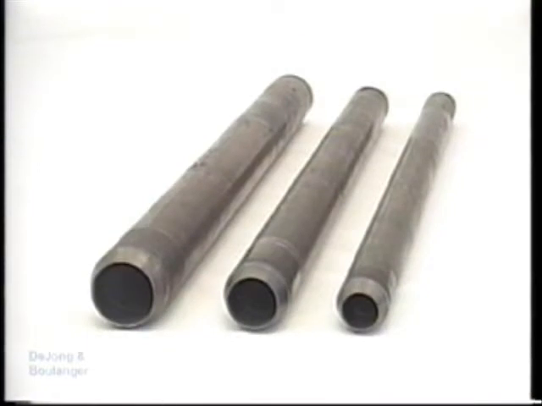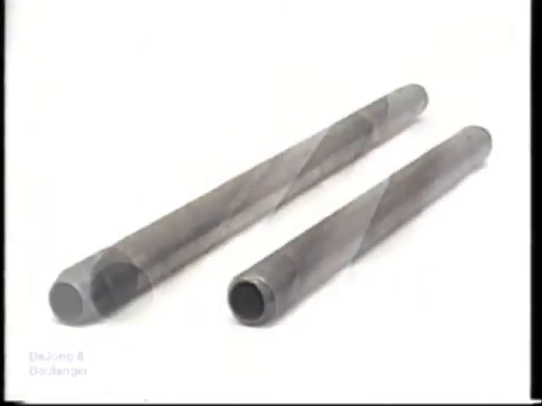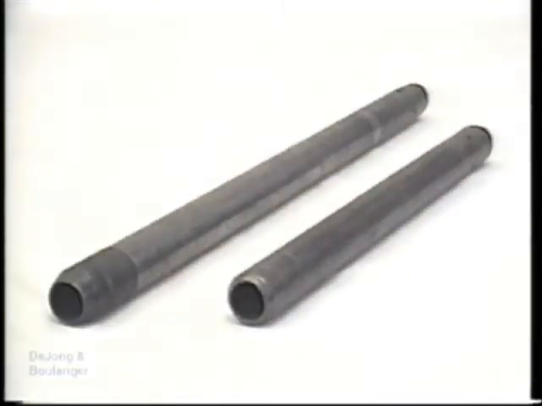Generally, split spoon samplers are available with inside diameters ranging from 1 3/8 inches to 4 1/2 inches, and in standard lengths of 18 inches to 30 inches. The split spoon sampler, with an outside diameter of 2 inches and an inside diameter of 1 3/8 inches and a length of 24 inches, is the most common in practice.